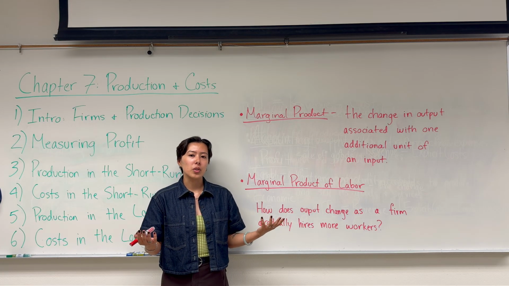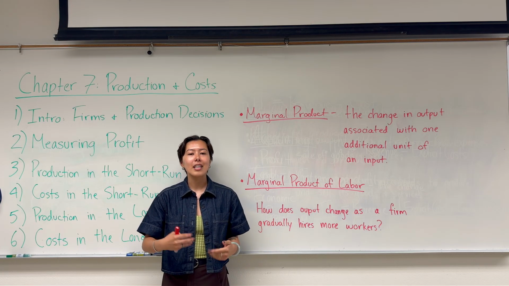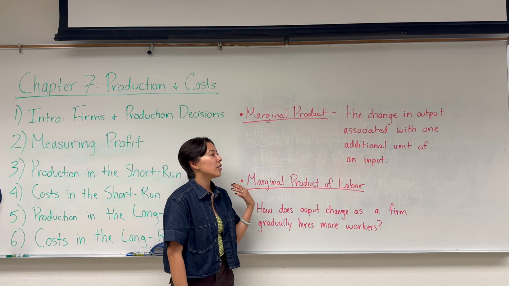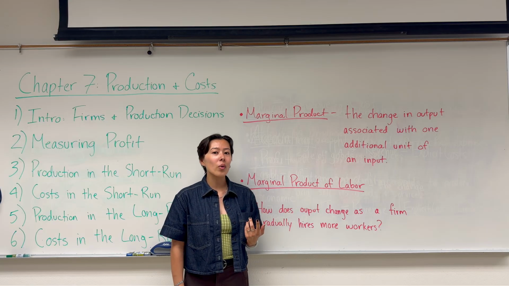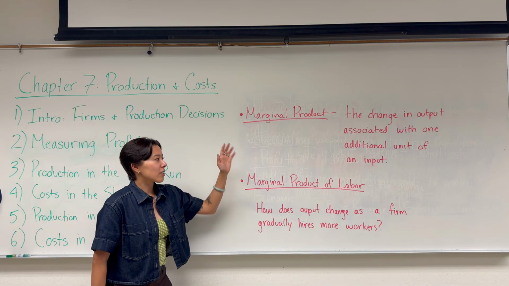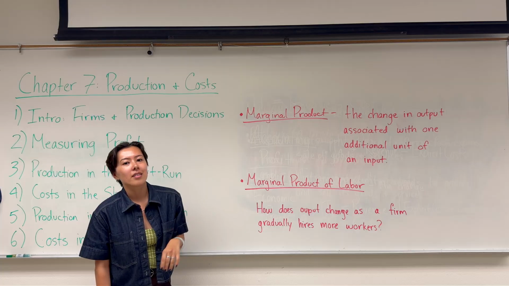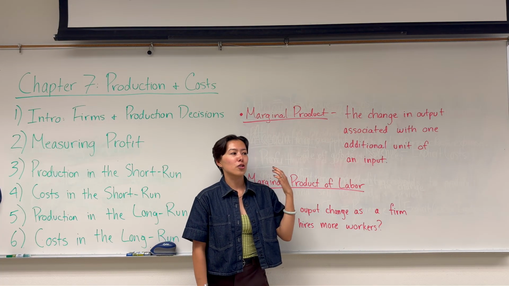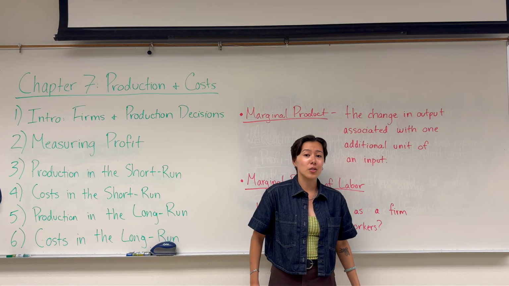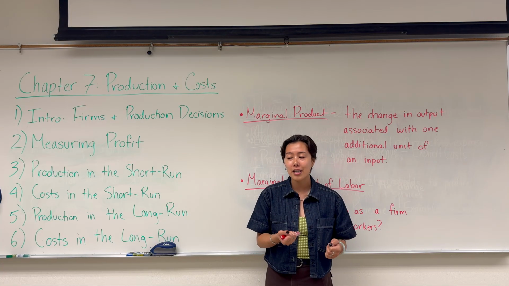So seems pretty intuitive, right? As I add more workers, each additional worker should continue to add to my output. But this is not always the case. I could start with one worker. That marginal product for my second worker is going to be positive. The marginal product for my third worker is still going to increase my output significantly.